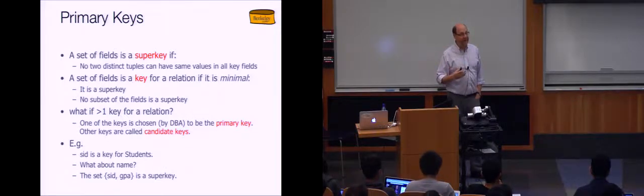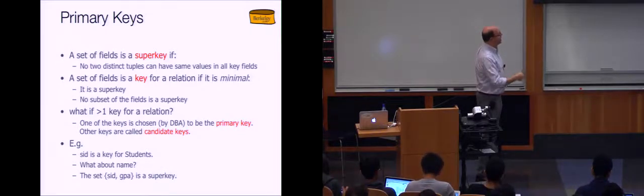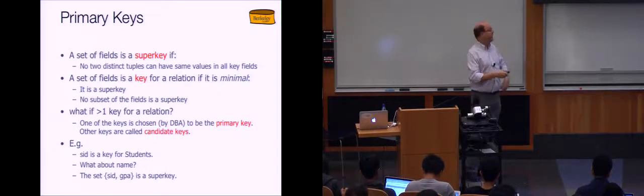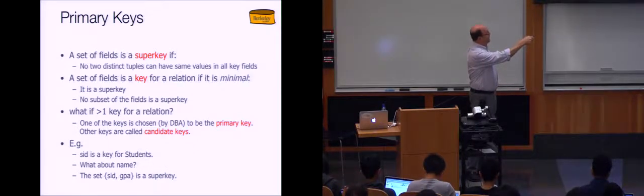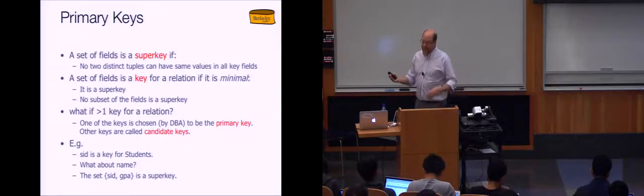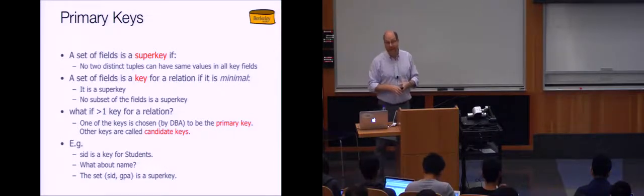Absolutely not. We have a lot of students who have the same name, so it's not a good key. It's not a key or a super key. The combination of SID and GPA is a super key, okay, because it's going to uniquely identify any student, right? Because just having the SID is enough to identify an individual student, and so SID GPA is a super key, but it's not a key. It's not a minimal key.